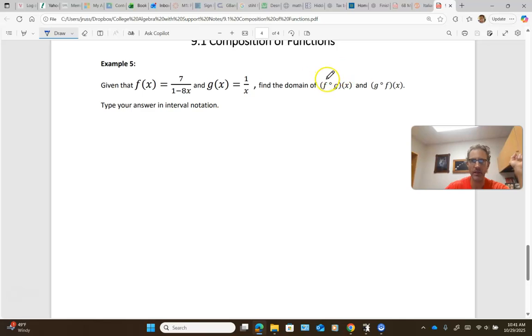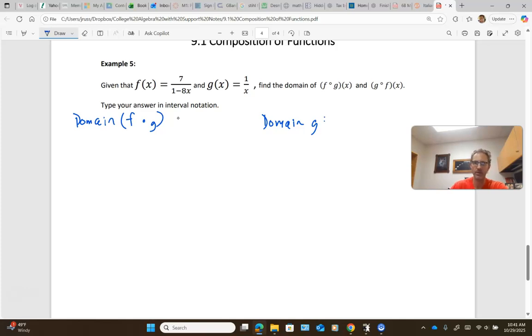Okay, so let's start with f composed of g of x. If we want to find the domain for f composed of g, I'm not going to put the of x part. This is shorthand. It's understood that this composition is a function of x. So sometimes people will not explicitly state x. Alright, well, what is the inner function here? The inner function is g. So what we need to do first is find the domain of g.